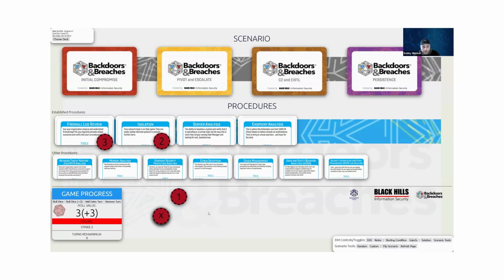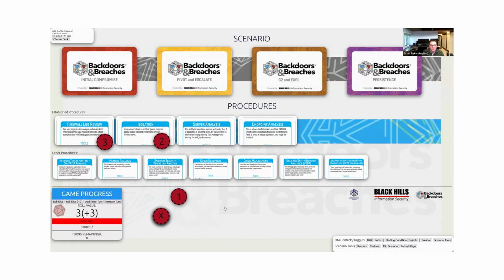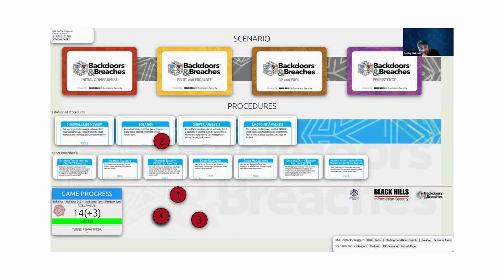So there's the card. You're going for server analysis, and that's another +3. And yeah, Deep Blue is the consultant. Okay, I'll roll on this one. Hopefully the dice will be a little more kind this time. There we go, finally. 14 +3. So yeah, that's definitely a win.